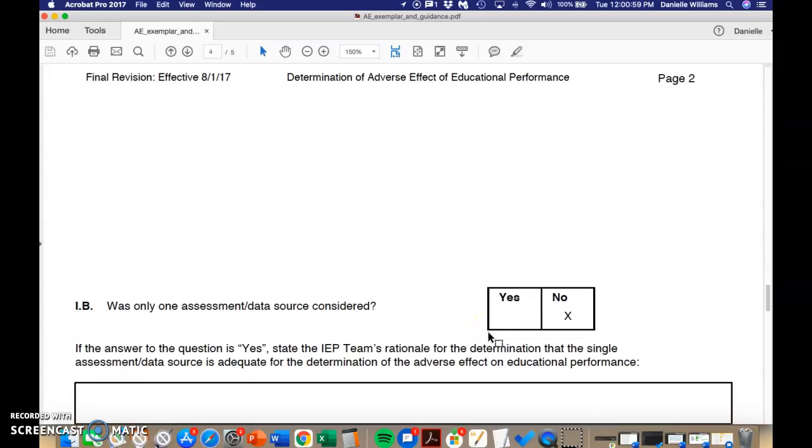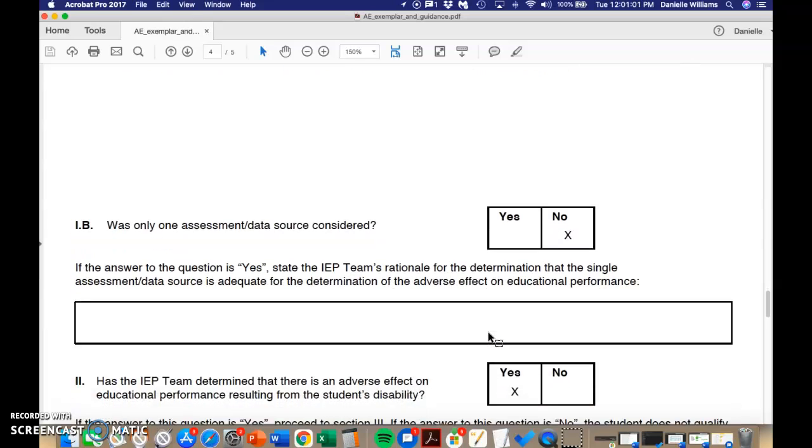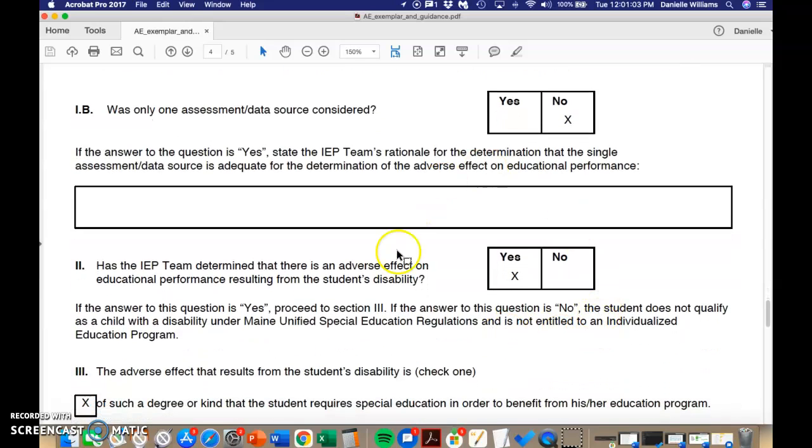After you've finished all 10 boxes where you're filling in your data, you come down here and you have to answer a few questions. Did you only consider one assessment source? That's almost always going to be a no, because you're pulling stuff from all over the place for this form. You know, if you've got NWEA scores and a psych eval and attendance data and some classroom observation data, that's 4 different sources right there. So generally speaking, it's going to be a no.